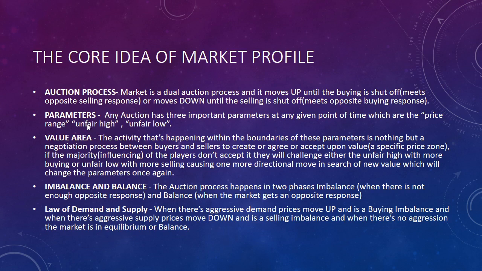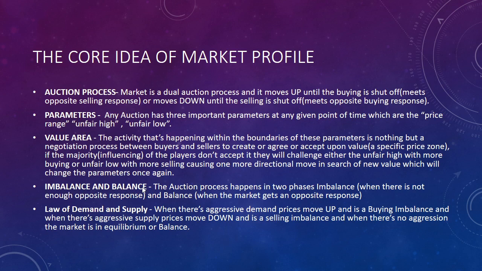And the rejected ones will have different names, but unfair high and unfair low are the key prices one will have as a rejected price, right? So as we go into the series of videos, we'll slowly try to understand more about what the different parameters thrown by the market profile graphic are, and what is an imbalance and balance, and how the market moves through those, right?